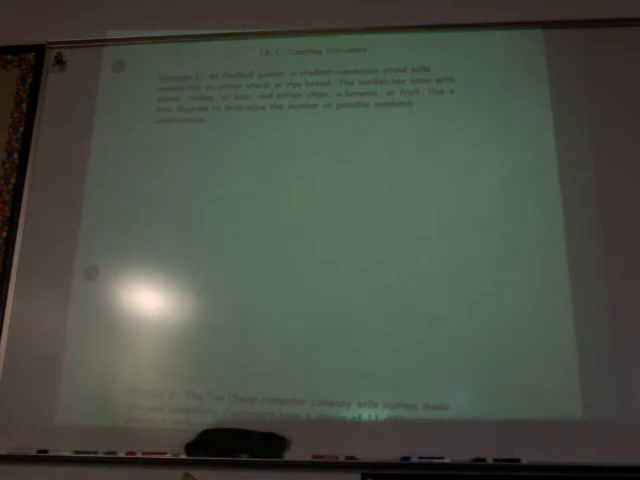So we're going to start with counting outcomes. In probability, it's really important that you know how many possibilities there are for an event to happen. In other words, if I said, what is the probability of you earning an A on yesterday's test? We'd have to know how many answer choices there were possible for you.